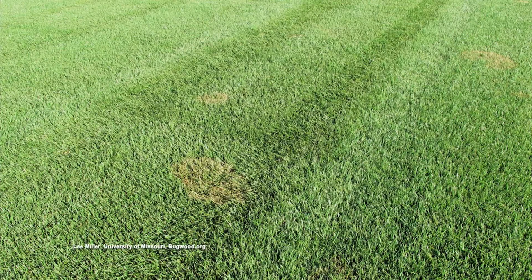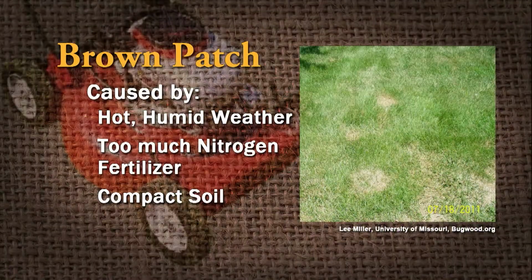This time of the year, we see a lot of disease in our lawn. Number one, probably brown patch. We see a lot of brown patch on our lawn. It's caused by hot and humid weather. Okay. And we have had some hot and humid weather. Too much, and also you can give it too much nitrogen fertilizer. So you want to hold back on your nitrogen fertilizer when you see brown patch. And also compact soil. Aerate that soil.